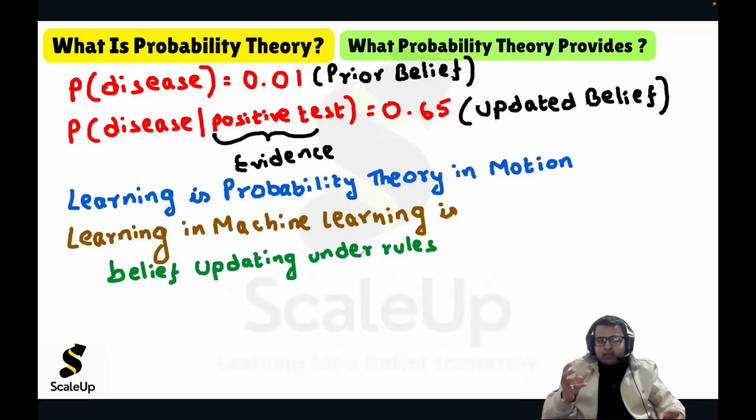In this way, we are updating the beliefs under rules. Those rules are different algorithms, like gradient descent. So many ways are there, and interestingly, in most of them probability theory plays a role. Probability theory is the core of that.